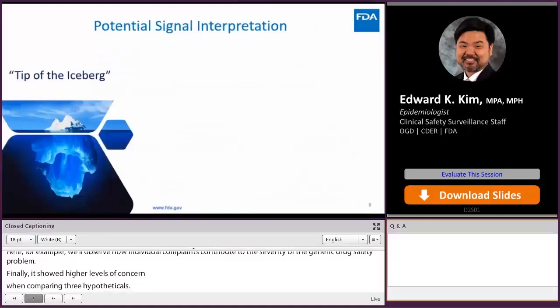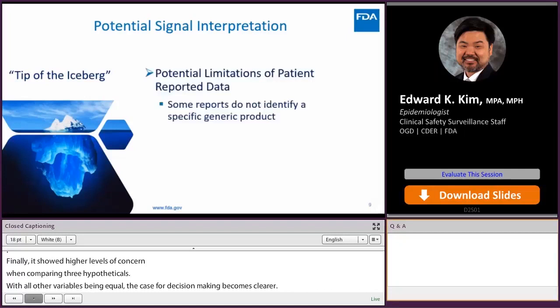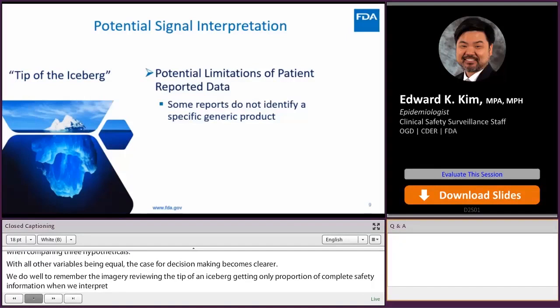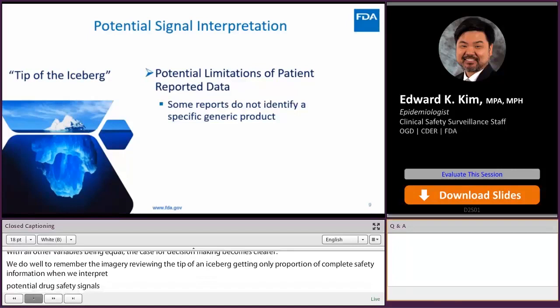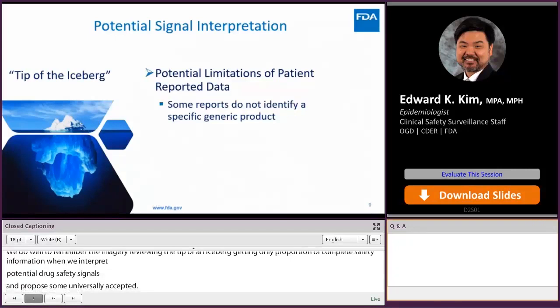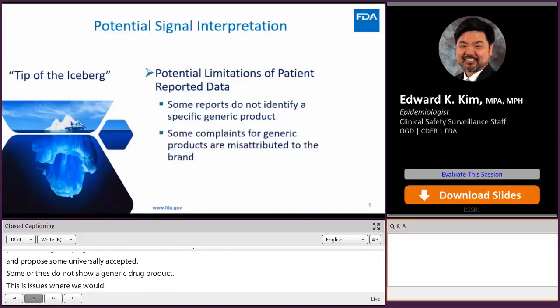We do well to remember the imagery of viewing the tip of an iceberg, that is, seeing only a portion of complete safety information when we interpret potential drug safety signals. And we can juxtapose some universally accepted potential limitations with surveillance data with the following. Namely, some reports do not identify a specific generic drug product. This can lead to issues of underreporting, where we would need relative risks to be very high to detect adverse events. Similarly, some complaints for generic products are misattributed to brand and vice versa.